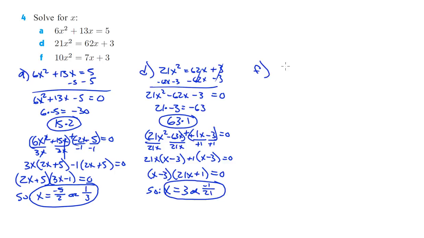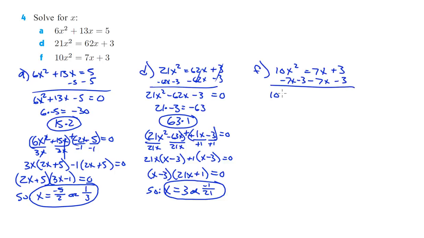Let's take a look at F here. 10x squared equals 7x plus 3. So I'm going to move them both to the left side so that our leading coefficient is positive. So I'm going to subtract 7x and 3.